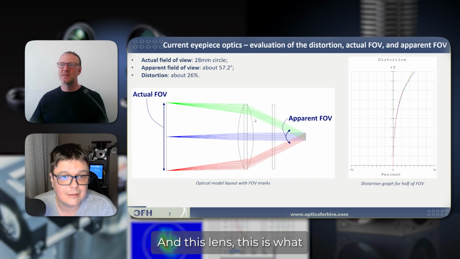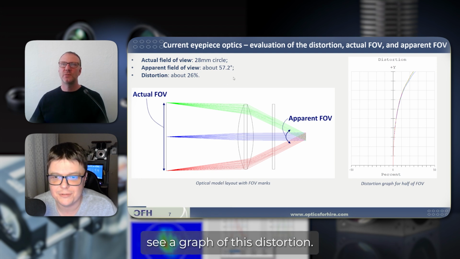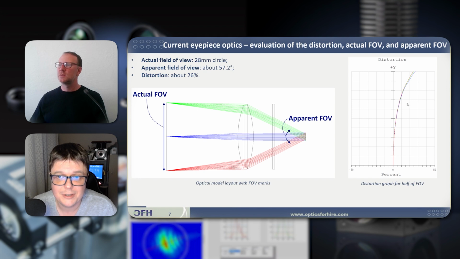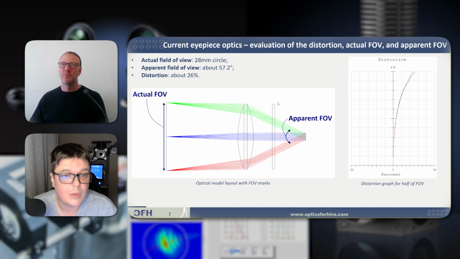And this lens is what the customer is using. You simulated it to have distortion of 26%. Yeah, you're correct. On the right side, you can see a graph of this distortion. Okay. And so your goal is to do something better. High resolution and better, yeah.